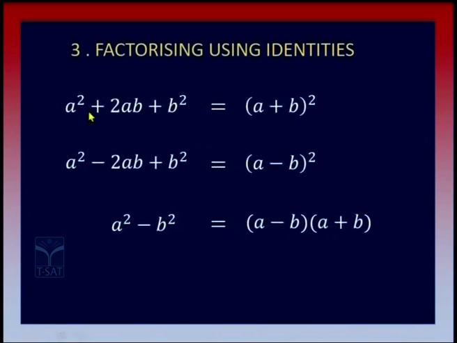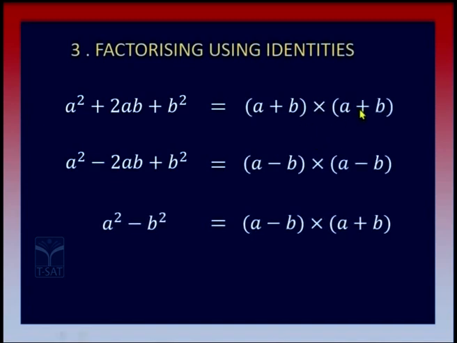Now, you observe a square plus 2ab plus b square is written as a plus b whole square. A square minus 2ab plus b square is a minus b whole square. A square minus b square as a minus b into a plus b. And you know very well what is the meaning of a plus b whole square. It is a plus b into a plus b. What is a minus b whole square? A minus b into a minus b. And here a minus b into a plus b.